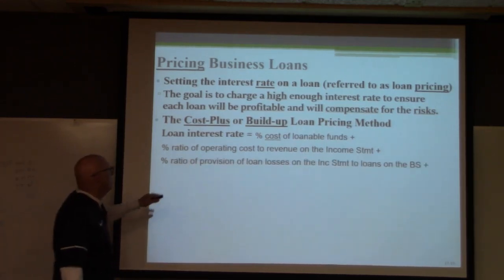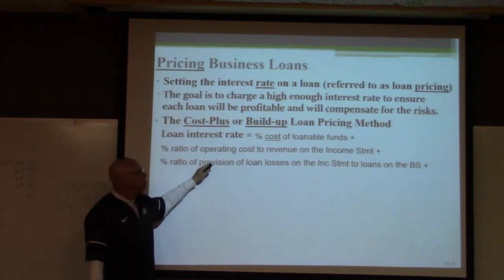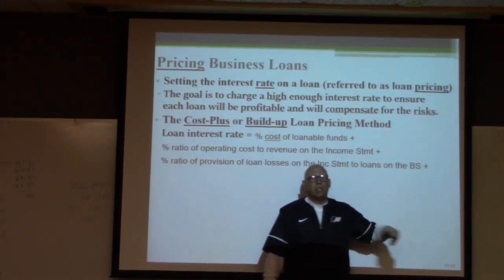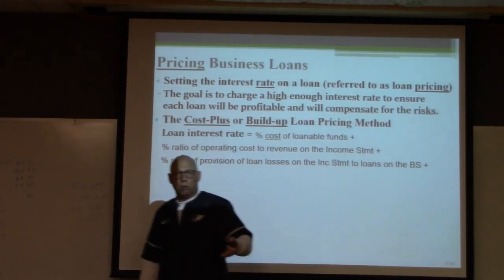Plus you have to look at the provision for loan losses, the loan loss provision on the income statement, and compare that to the loans on the balance sheet. That's typically somewhere in the 1% to 2% range.